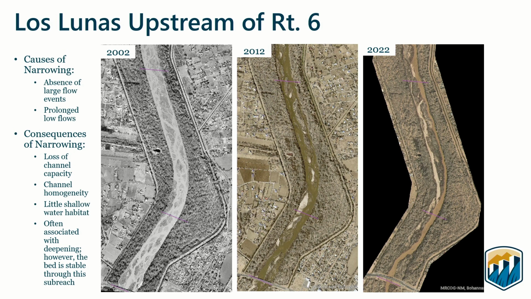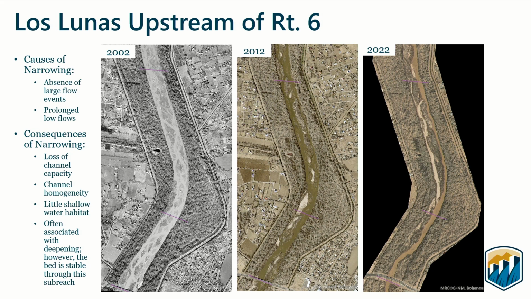The cause of the narrowing, kind of going back to Aubrey's presentation, is the idea that there's an absence of large flow events. Those large flow events kind of blew the channel out, removed a lot of the vegetation, and maintained that width. And then the prolonged low flows, right? We're irrigating the bosque every year, right? So that vegetation never gets a chance to die back because we're watering it.